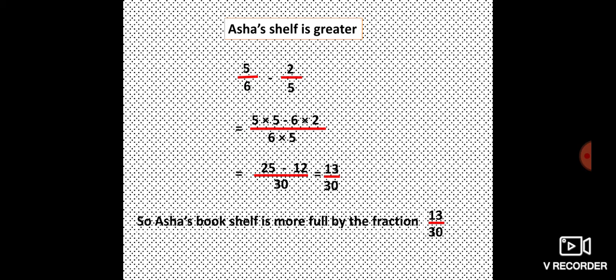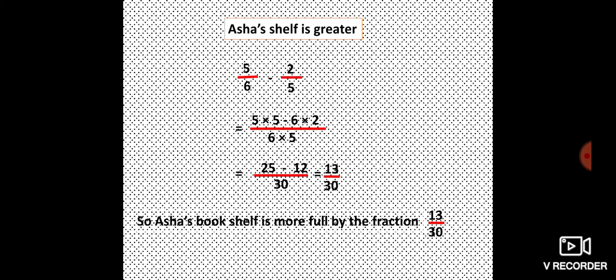Next we have to subtract those fractions. 5 by 6 minus 2 by 5. By cross multiplying, we will get 5 into 5 minus 6 into 2 by 6 into 5. 25 minus 12 by 30, that is 13 by 30. So Asha's shelf is more full by the fraction 13 by 30.